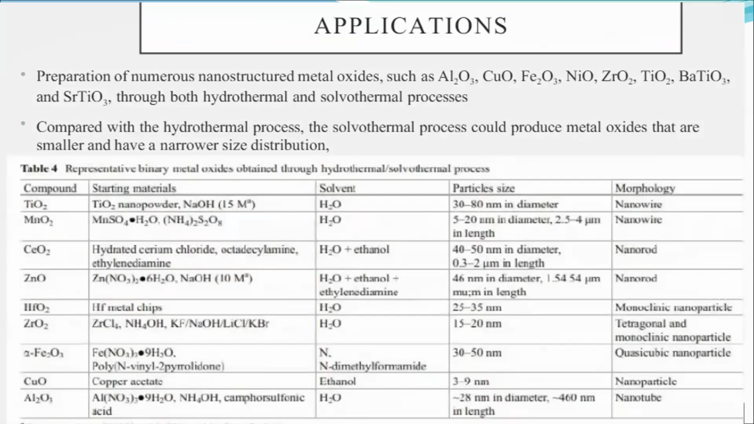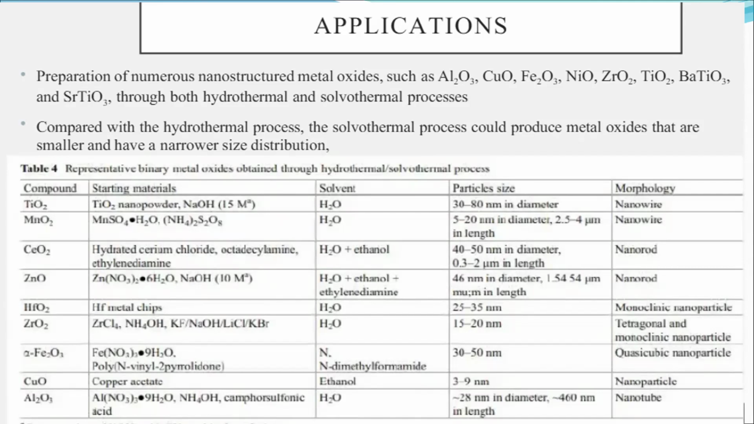So preparation of numerous nanostructured metal oxides such as aluminum oxide, copper oxide, ferric oxide, and similarly others is done through both hydrothermal and solvothermal processes. Here in the table are representative binary metal oxides obtained through hydrothermal or solvothermal processes. What is the starting material? What is the solvent used? Particle size, how much, and morphology. Morphology in the sense of the outer shape.